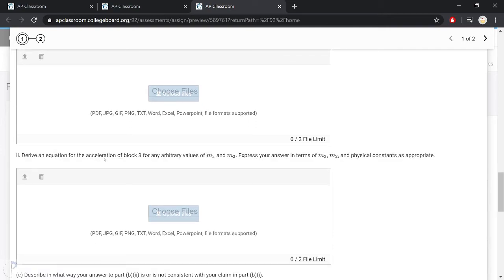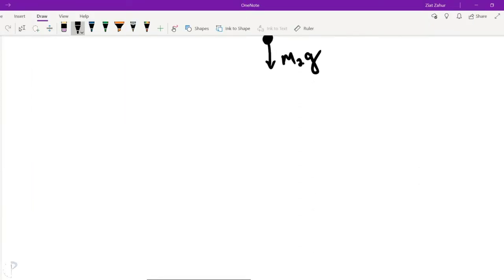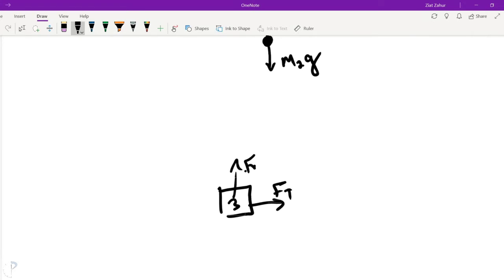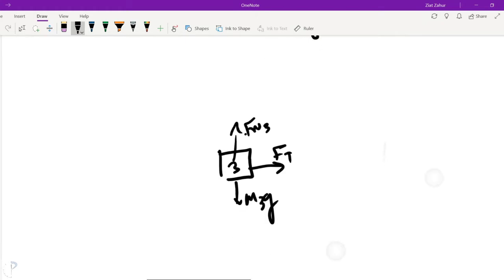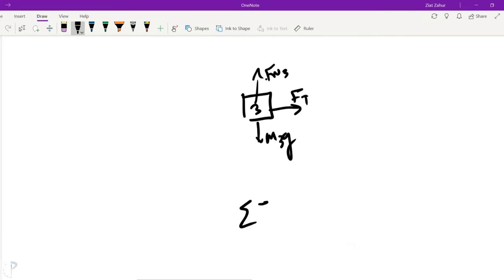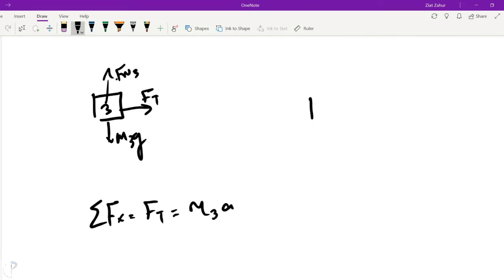Derive an equation for the acceleration of block 3. So now we have to actually do stuff. Let's see. So here's block 3. Block 3 is being pulled to the right with tension force. There's Fn3 up. There's M3G down. We can say sigma Fx is equal to the tension force, which is equal to mass 3 times acceleration. And we can find the tension force from the other one.